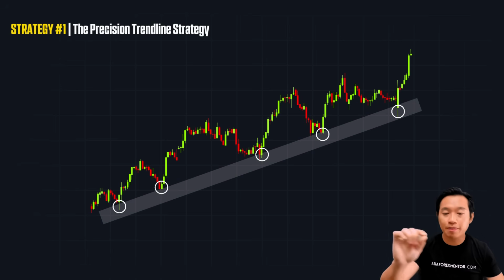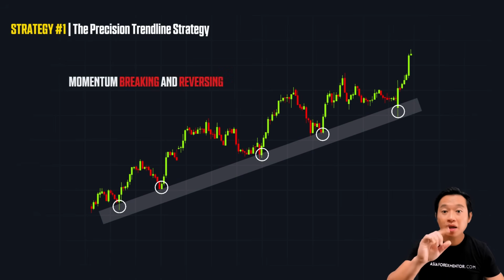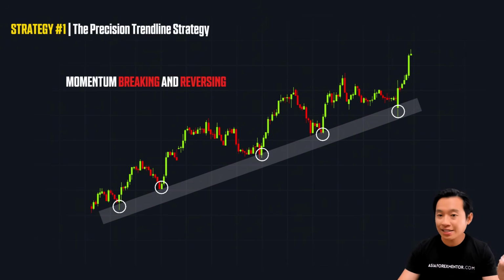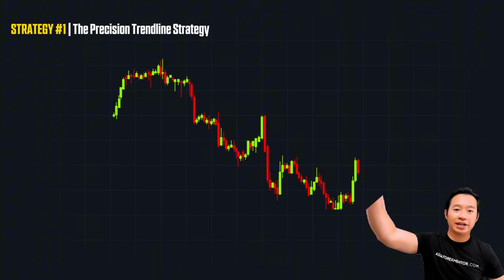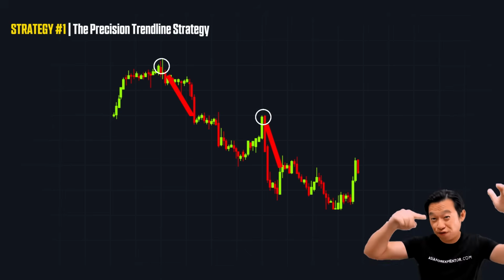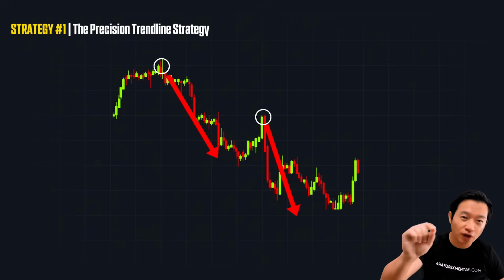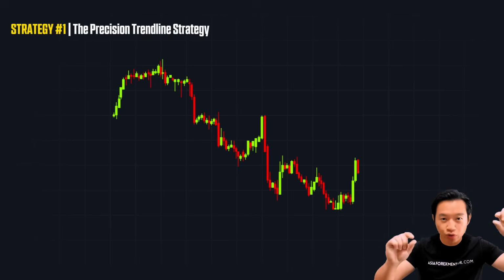And structure always begins with one thing: momentum breaking and reversing. That's the footprint of institutional flow, and that's where your trend line starts. So the next time you pull out a chart, don't ask where can I draw a line? Ask instead, where did the market shift with force? That's your foundation. Everything else is built from that.